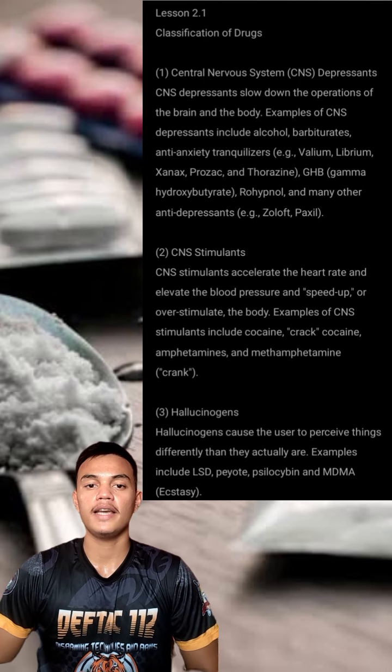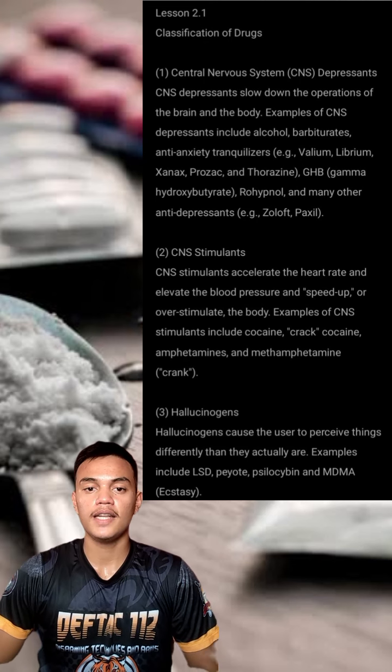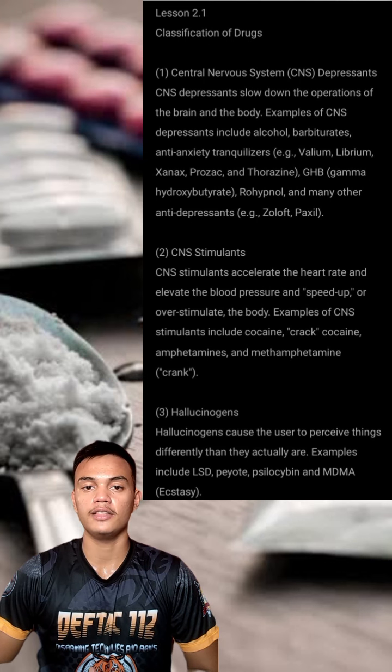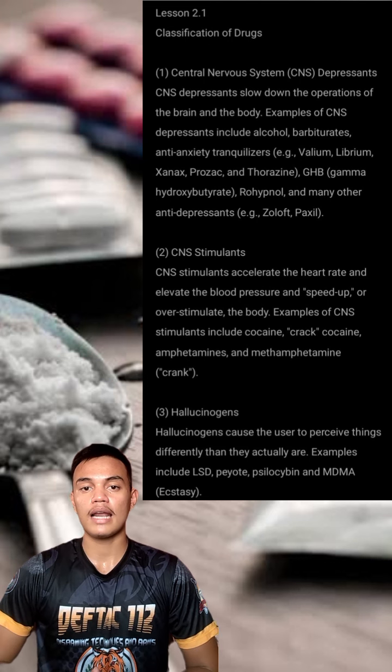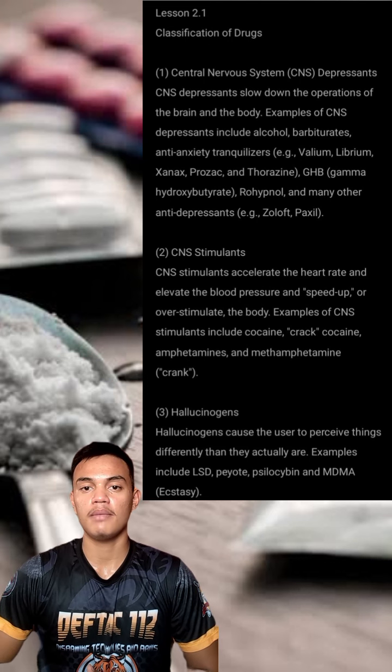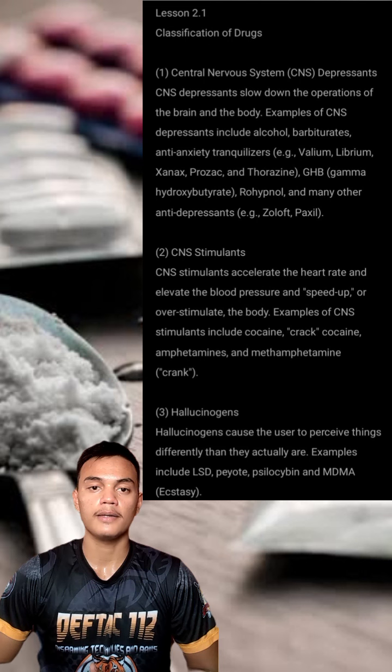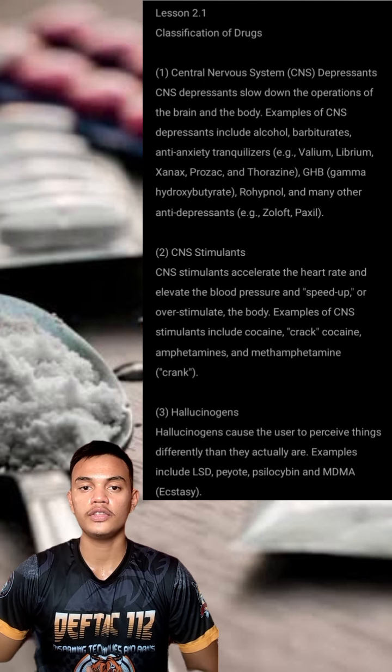Number 2. CNS stimulants. CNS stimulants accelerate the heart rate, elevate the blood pressure, and speed up or overstimulate the body. Examples of CNS stimulants include cocaine, crack cocaine, amphetamines, and methamphetamine crank. Number 3.